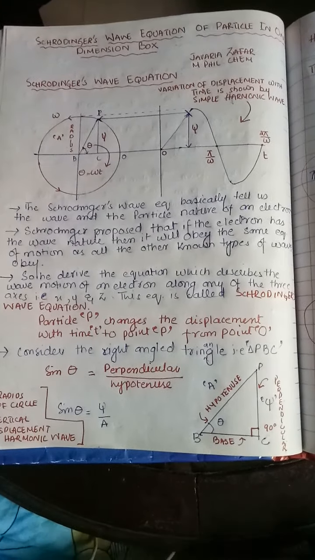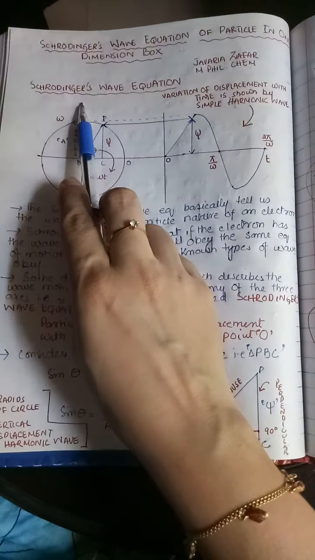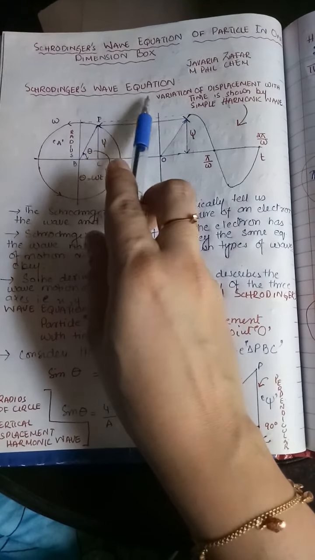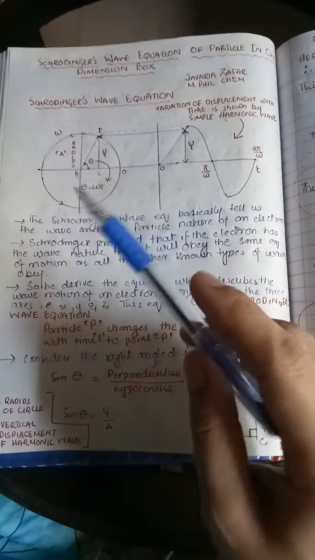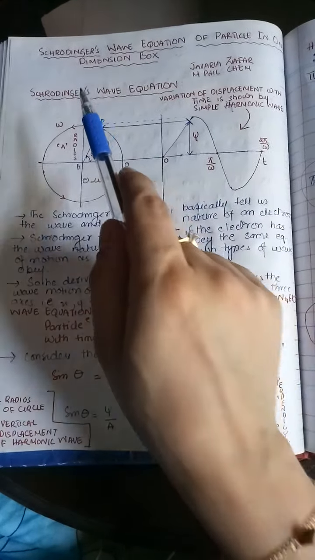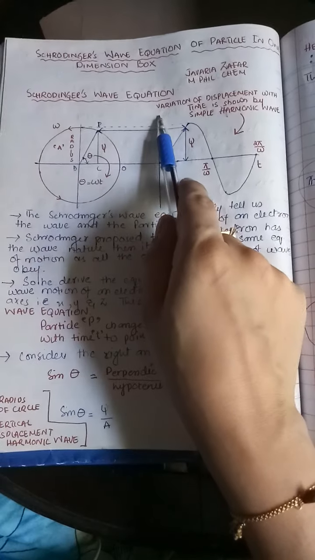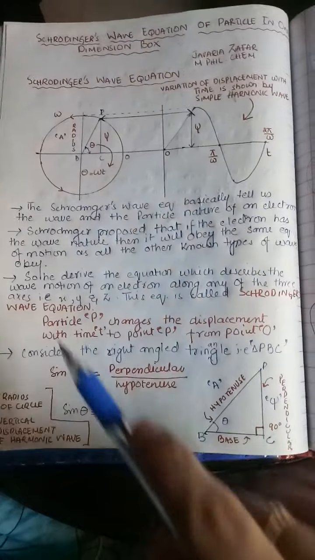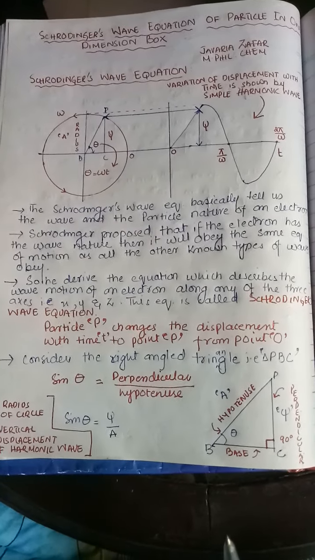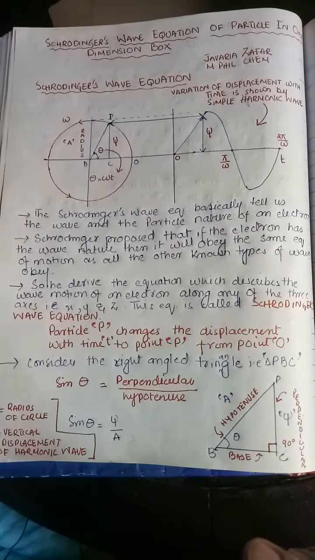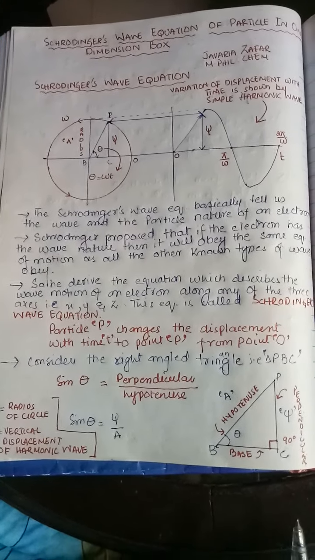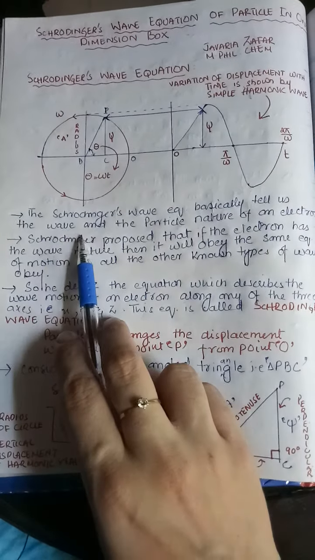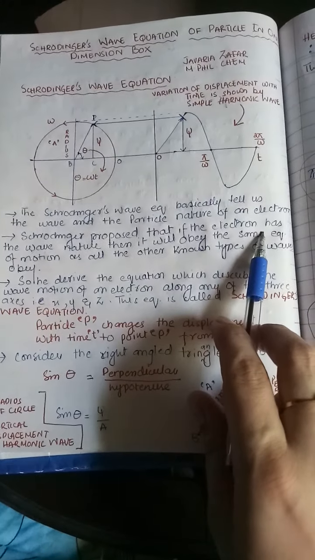So today I will discuss the very main equation of quantum mechanics, which is the Schrodinger wave equation. Basically, you can say quantum mechanics is based on this Schrodinger wave equation, which was given by Erwin Schrodinger, an Austrian physicist. What is the Schrodinger wave equation? It basically tells us the wave and the particle nature of an electron.